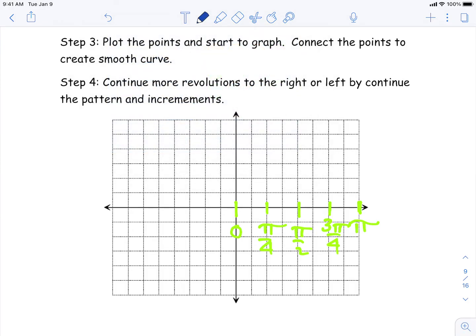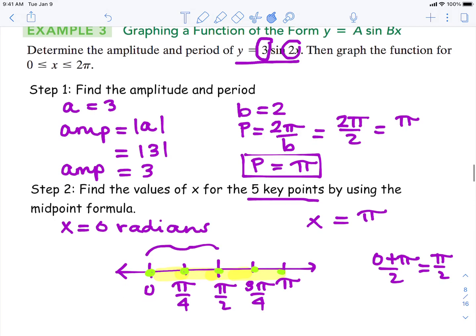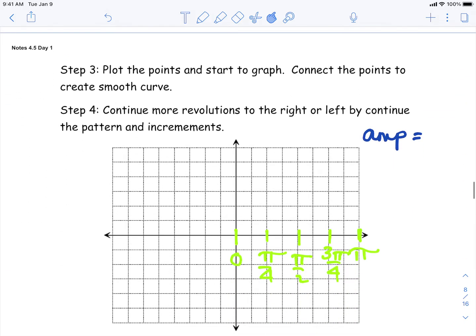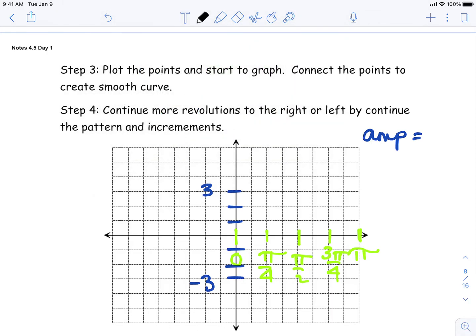The amplitude is going to be how far vertically we're going to go on the y-axis. So we're going to go up 3 units and then down 3 units. Now, the sine of 0 radians is 0, so that's going to start at 0.